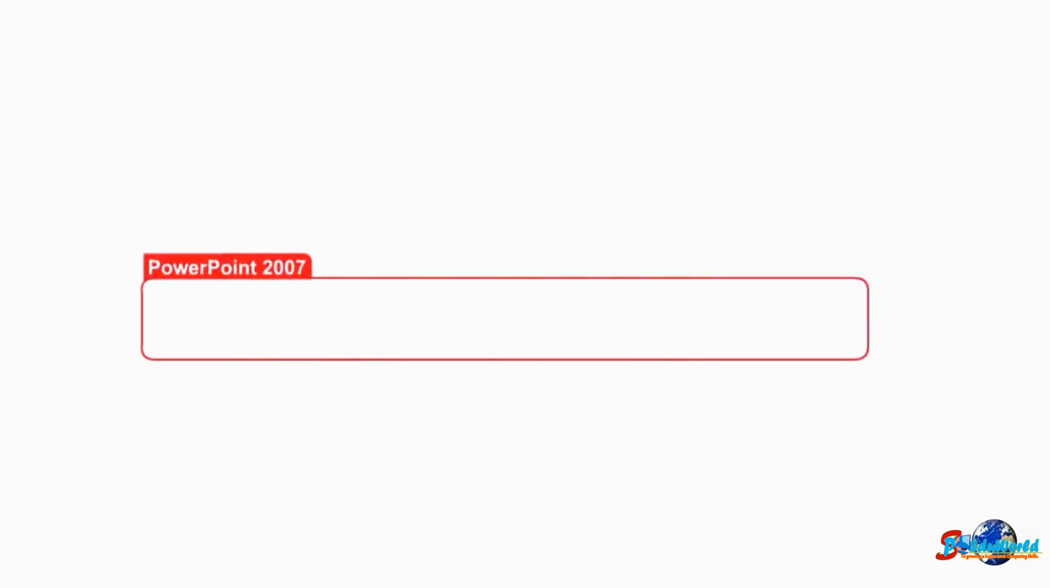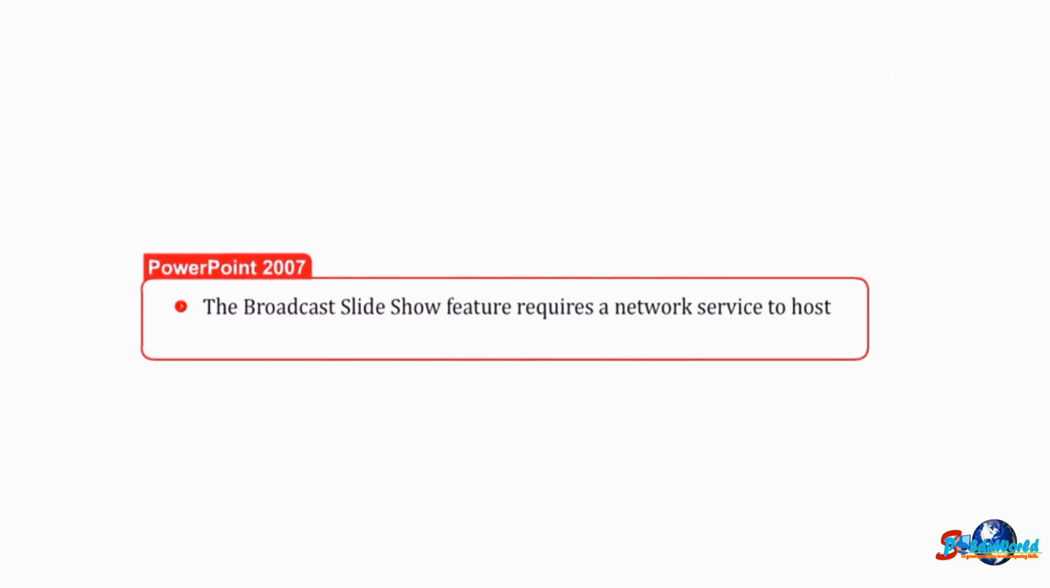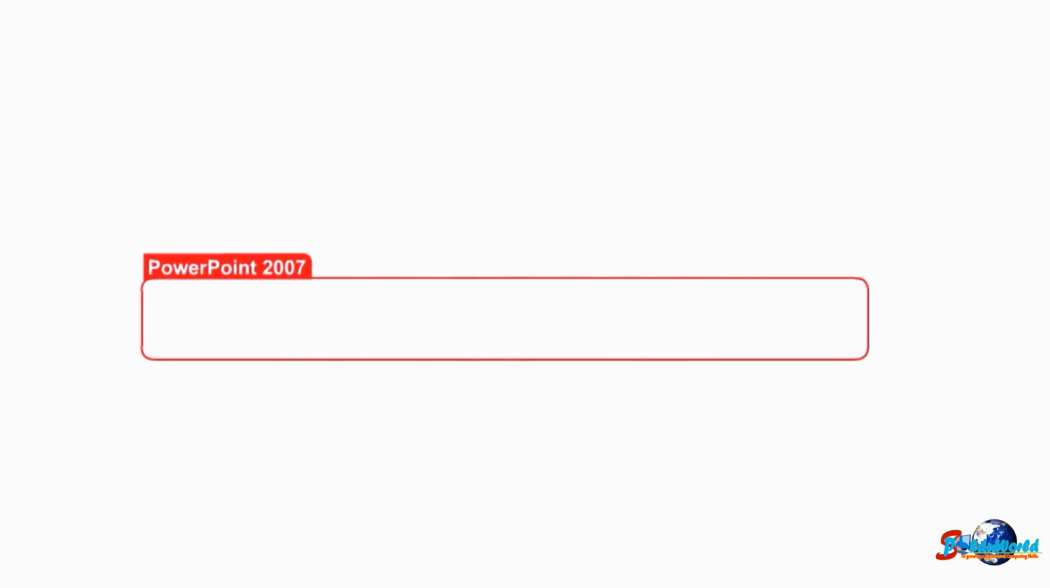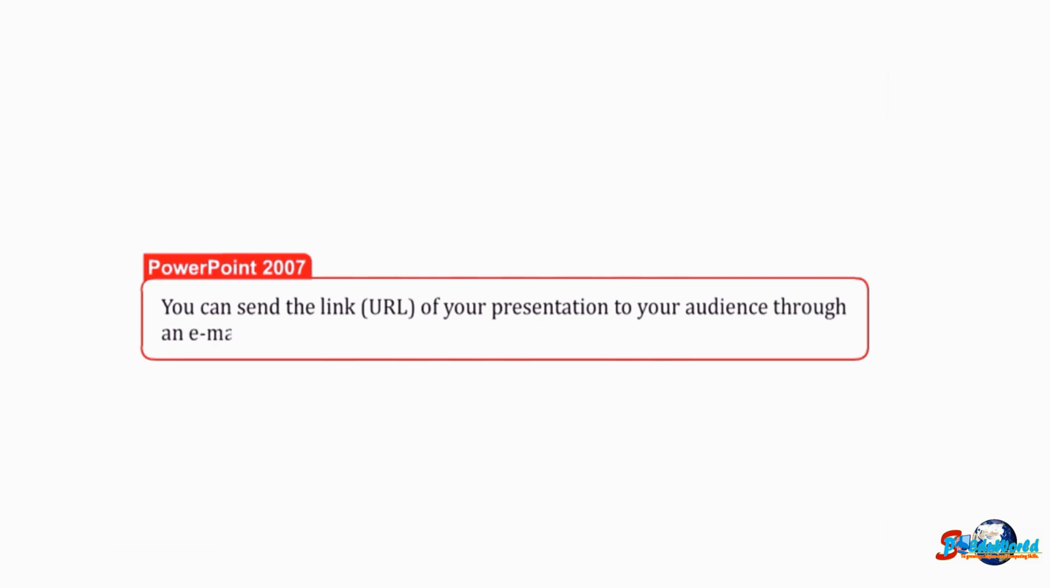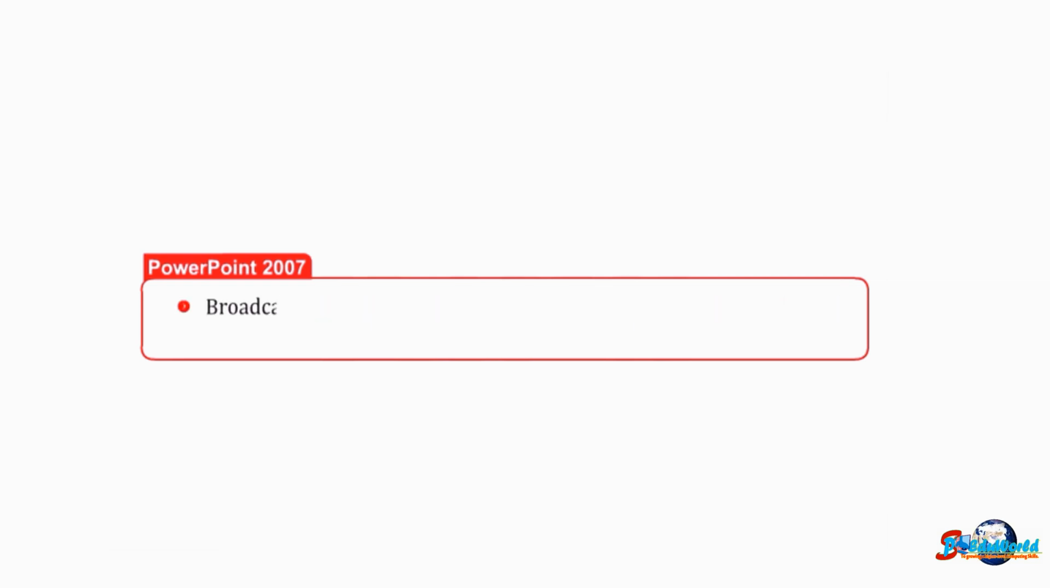Students, in PowerPoint 2007, the Broadcast Slideshow feature requires a network service to host the slideshow. You can send the link URL of your presentation to your audience through an email. Broadcast Slideshow option is not present in Microsoft PowerPoint 2007. Okay students, let us take a recap of this chapter.